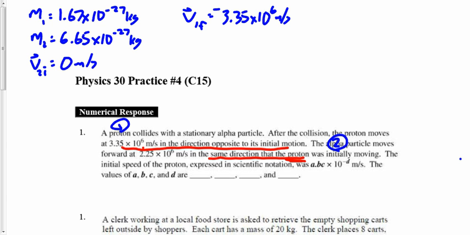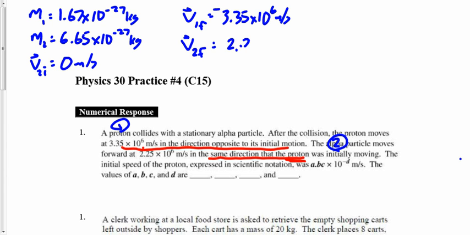The alpha particle moves forward afterwards in the same direction as the proton was initially moving. That's going to be V2, right, John? The alpha particle, and V2F because it's the final velocity of this alpha particle. 2.25 times 10 to the 6.